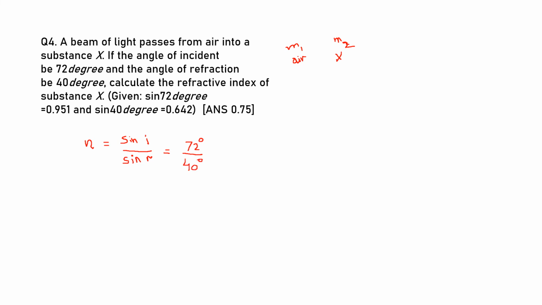Now what is the value of sine 72? The value of sine 72 is 0.951 divided by 0.642, right? After that you will get the answer 0.75. Clear? Do the division by yourself, children. Okay, let's go to the next question.